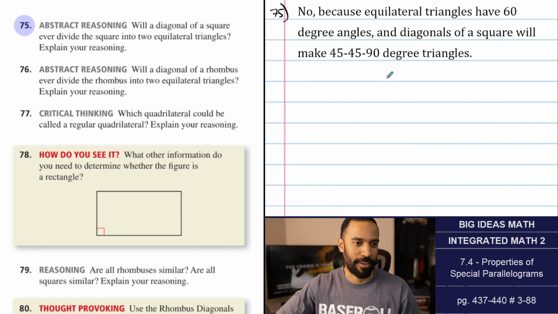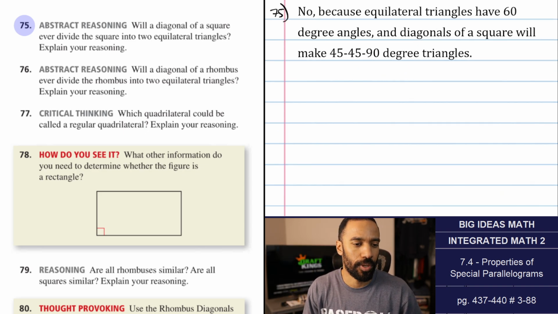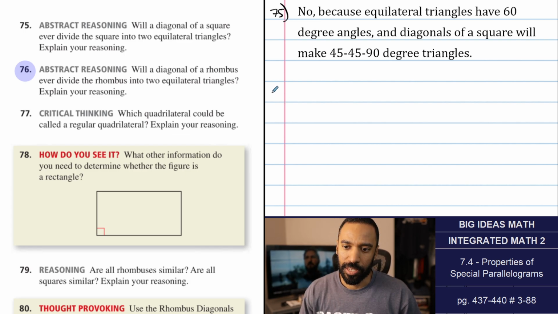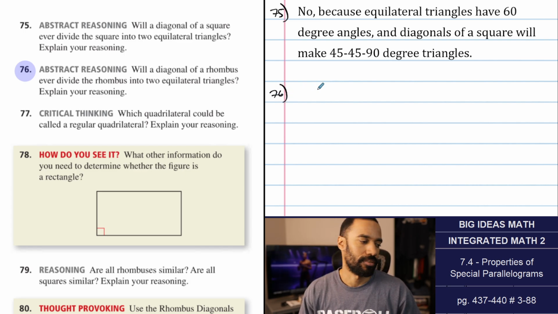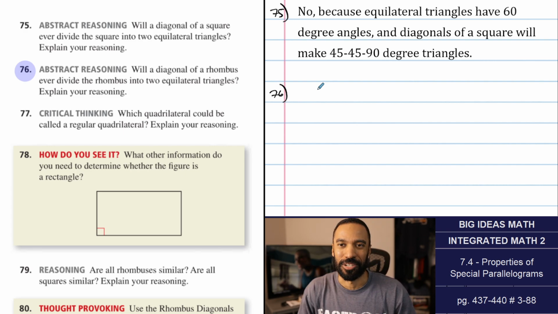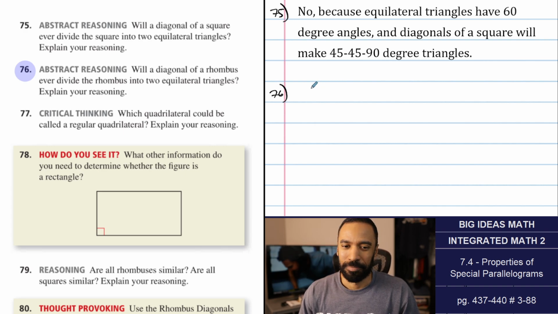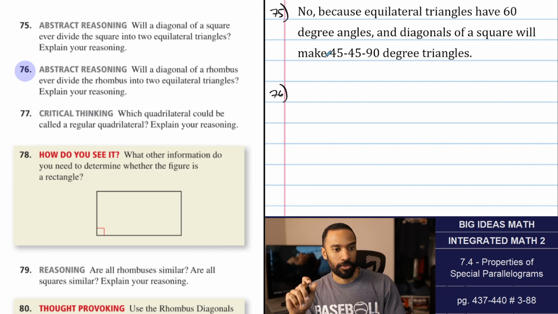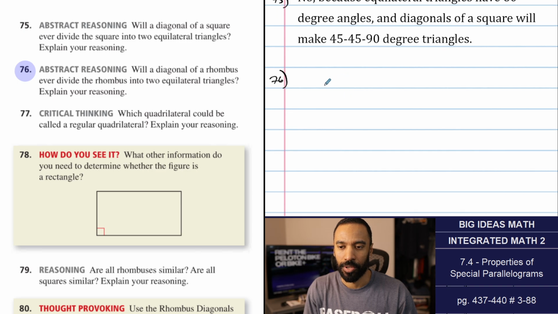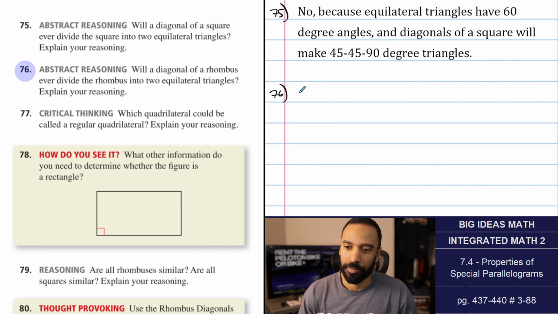If only the proofs were that fast. Number 76. Will a diagonal of a rhombus ever divide the rhombus into two equilateral triangles? Explain your reasoning. Also, no. Let me make sure that that's not untrue. A single diagonal, not two diagonals. I take it back. That's probably yes. That can be true. So, yes.